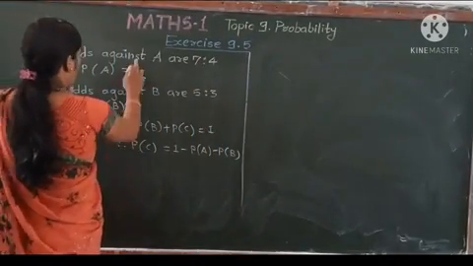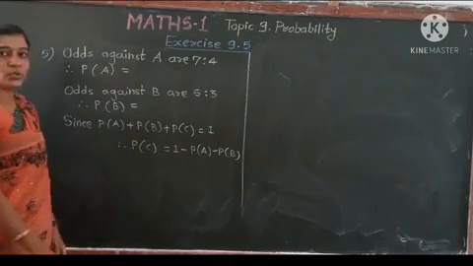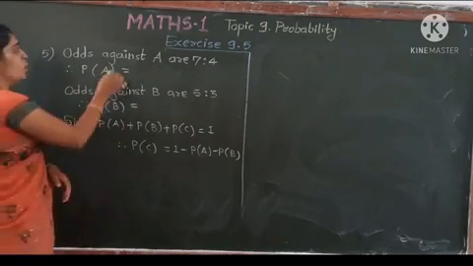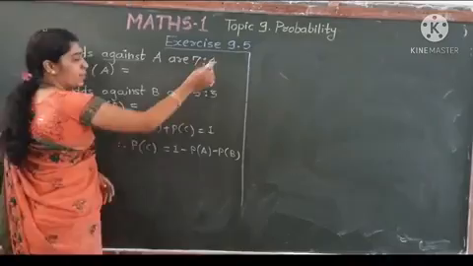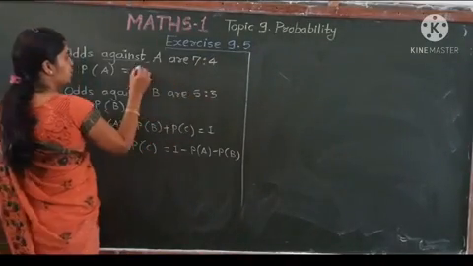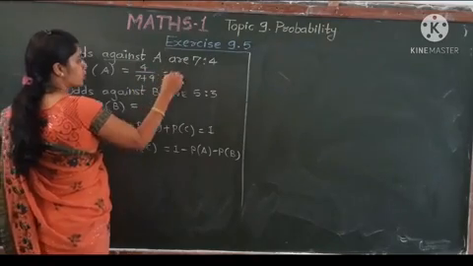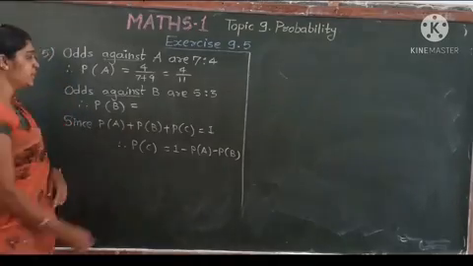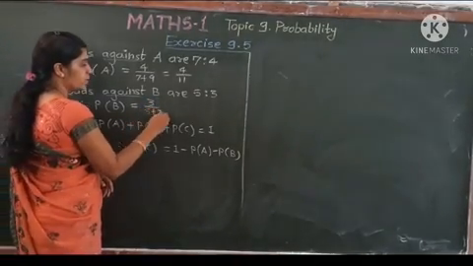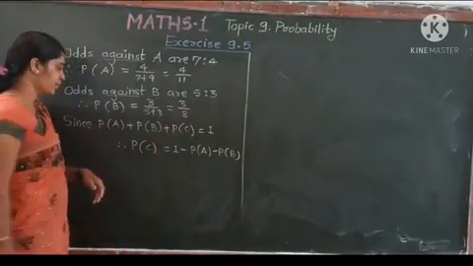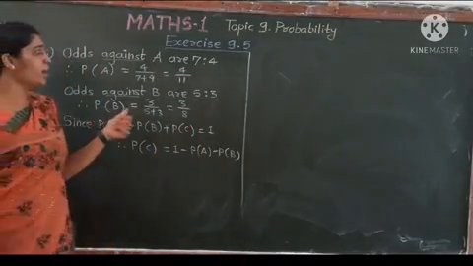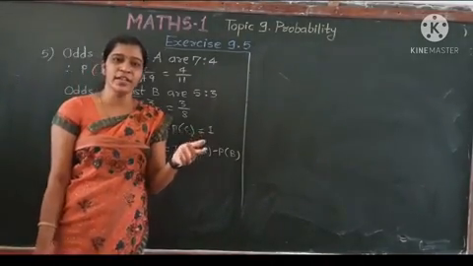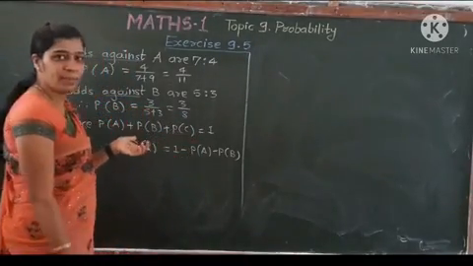See what is given? Odd against A is given 7:4. Therefore, P of A is what? What is here P of A? Word against means unfavorable to favorable. Means 4 upon 7 plus 4. 4 upon 11. And odd against B is given. Means here 3 upon 5 plus 3. 3 upon 8. We have to find odd against C. Means we have to find odd against C means we have to find P of C dash. We have to find P of C dash.